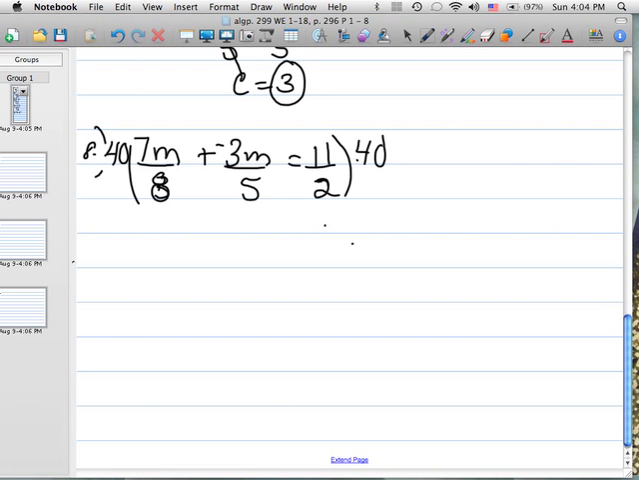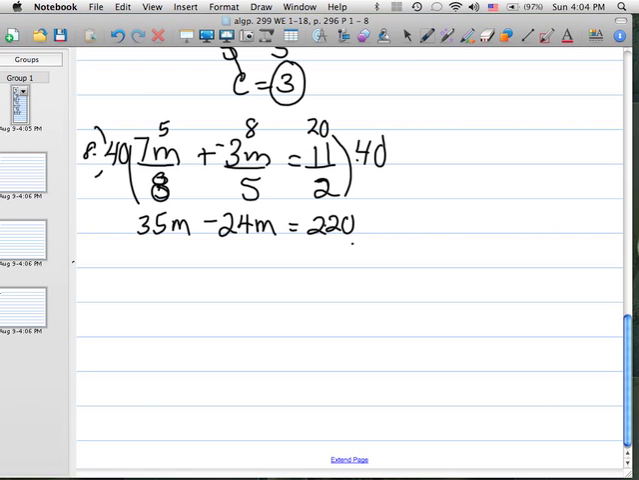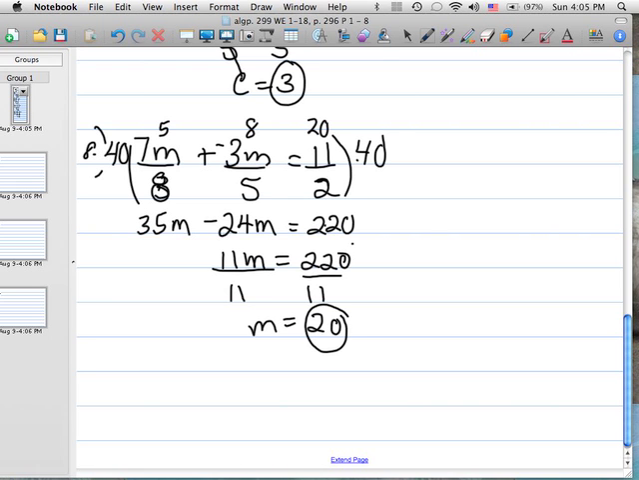So 8 goes into 40 5 times. 5 times 7m is 35m. 5 goes into 40, and 8 times the negative 3m is negative 24m. And 2 goes into 40 20, and 20 times 11 is 220. Subtract, I get 11m equals 220. Divide by 11, and m is 20.